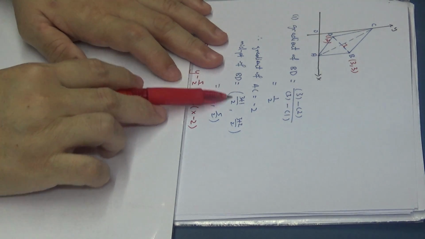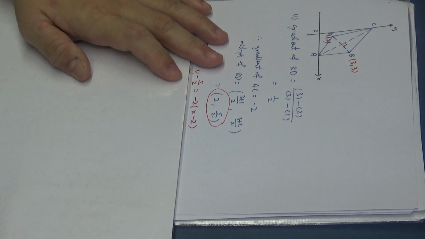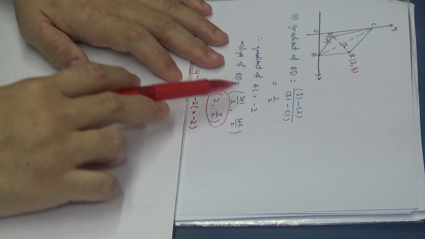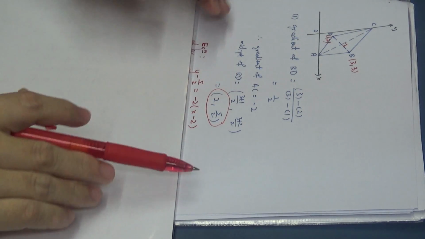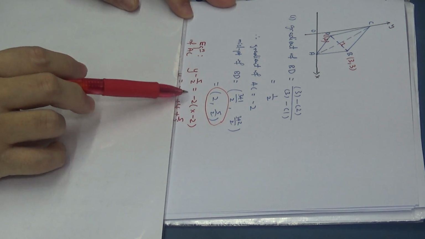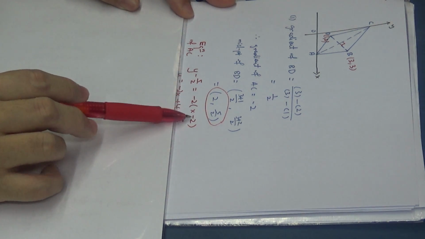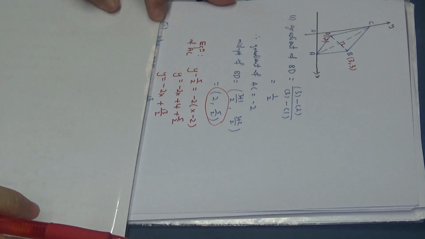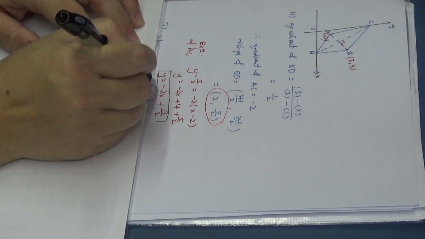I go and find out the midpoint of BD, which is (2, 5/2). So let me repeat again. We find the gradient of BD, then we get the gradient of AC, and we find the midpoint of BD because the line AC passes through the midpoint of BD. So we apply y minus 5/2 equals negative 2 times x minus 2. Y minus the y coordinate equals gradient times x minus the x coordinate. This is the point that it passes through. So the equation of AC is this particular equation.